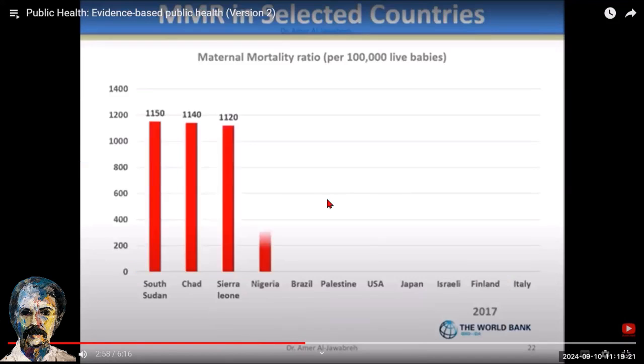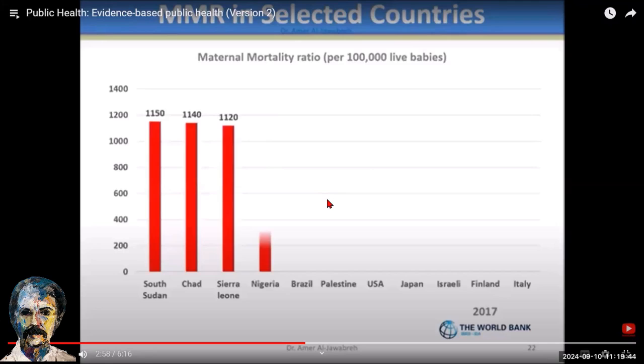Okay, this is an example here. Selected countries again from World Bank. If you are interested, you can go to the World Bank and see all the countries. But here we show you the highest, the lowest, and some countries. South Sudan, Juba. Chad, Jamina, Chad, next to Sudan and south of Libya.